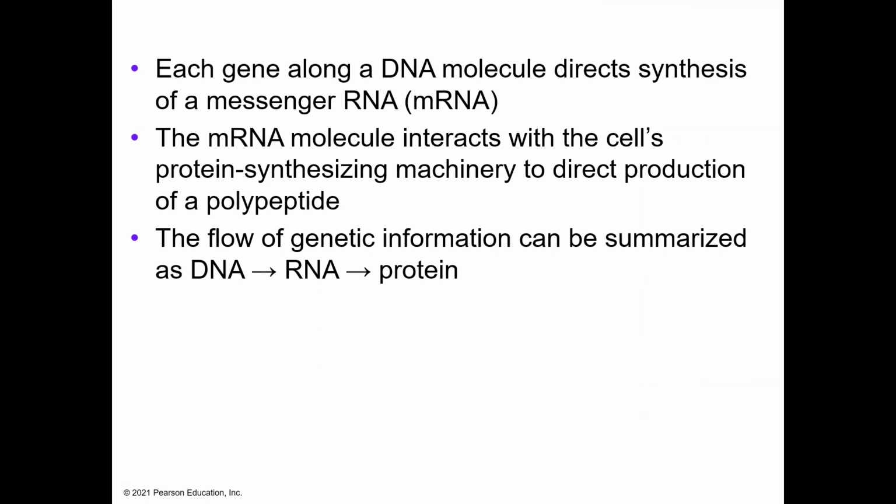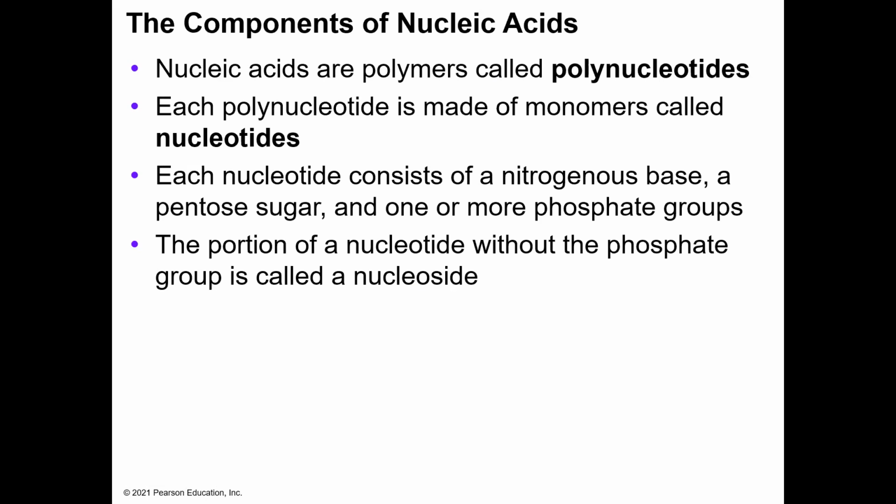Each gene in a DNA molecule directs the synthesis of an RNA molecule. The messenger RNA will interact with the cell's protein-synthesizing machinery, which we call ribosomes. The ribosomes will read the messenger RNA and then create protein. The flow of genetic information can be summarized as DNA creates RNA, which then creates protein. It is that process that has led to the creation of all of the cellular material that exists.